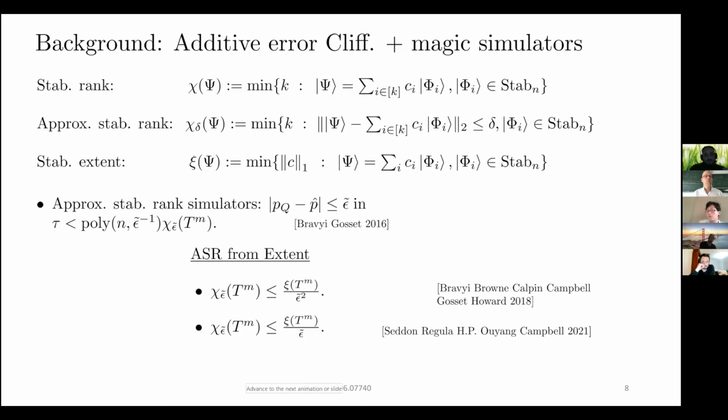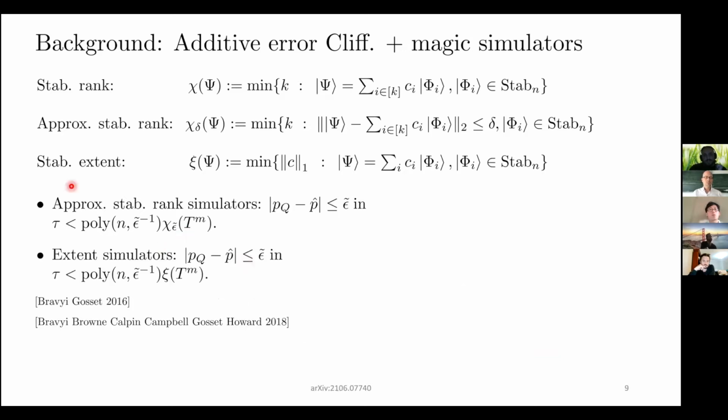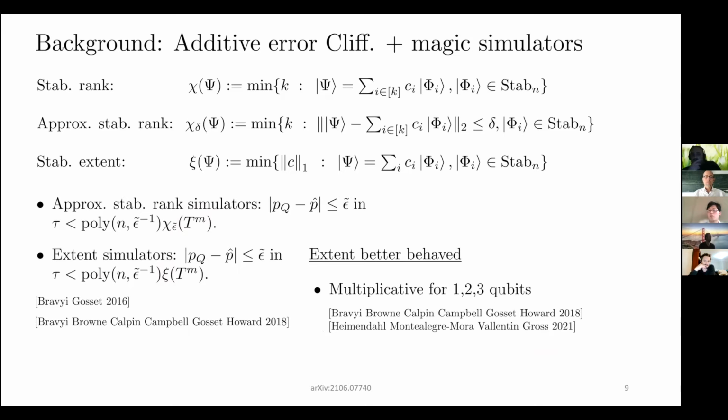And so we could really think of these simulators as being extent-driven simulators, because the approximate stabilizer rank and the extent are linearly related to each other. But also the stabilizer extent is much better behaved than the approximate stabilizer rank. And so it's easier to compute things associated with the stabilizer extent.